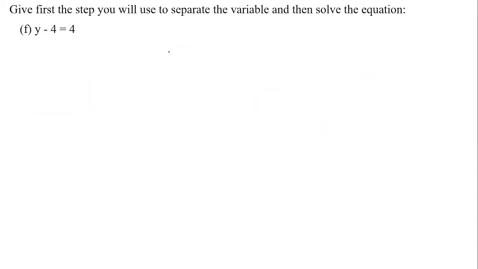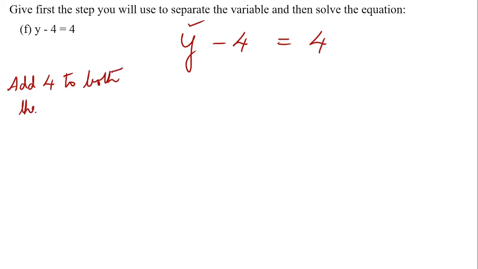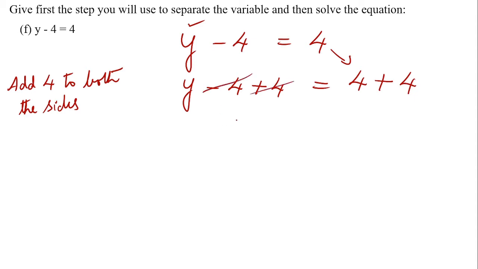Coming to this problem, y minus 4 is equal to 4. So unknown quantity is y, and here on the left hand side you have minus 4, right? So what will you do? Add 4 to both the sides of the equation. So y minus 4 plus 4 is equal to, 4 is already there, this one, plus 4. Minus 4 plus 4 gets cancelled. So y is equal to 4 plus 4 is 8. So y is equal to 8.